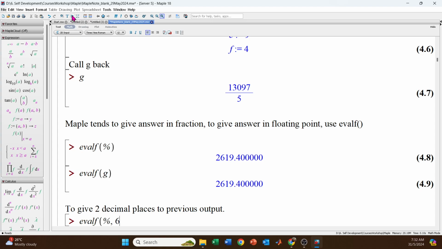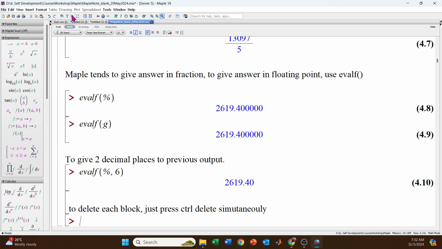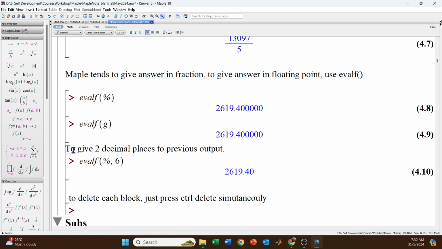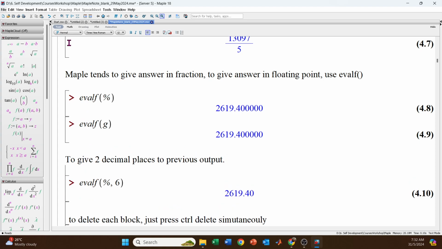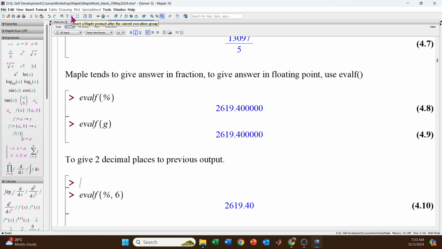At comma 6, for example. Comma 6, so it means total, you see 6 digits there. To delete each block, for example, I want to delete here, Control Delete. You can enter here. So if you want to insert text, insert the command. This button executes the entire worksheet. This is selected groups. For example, I insert, then I want to delete, Control Delete.